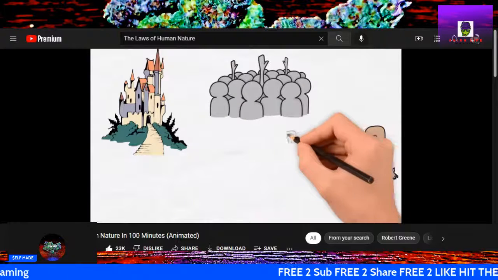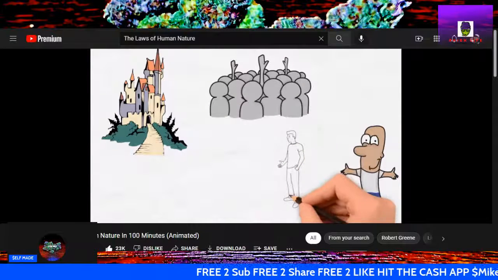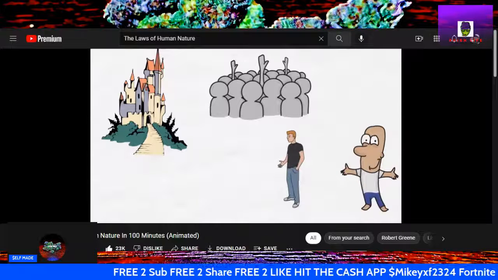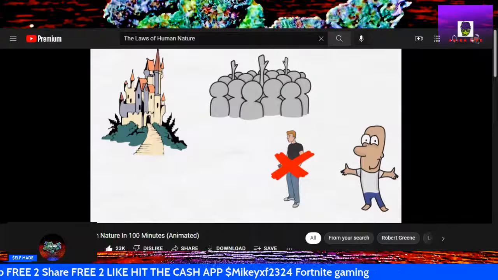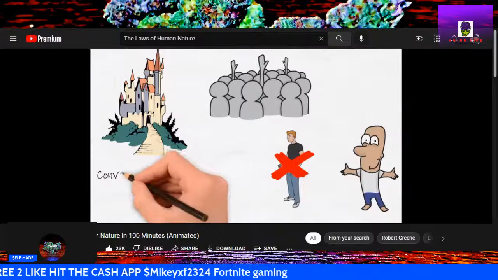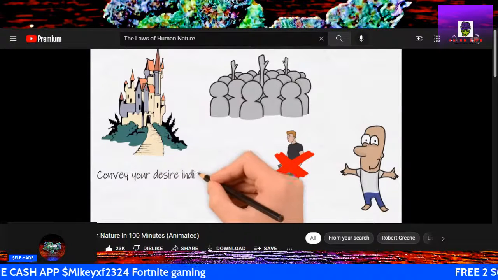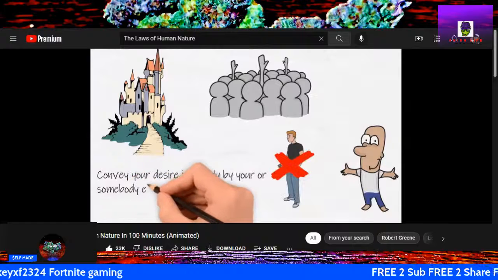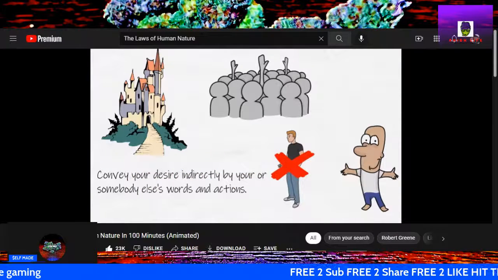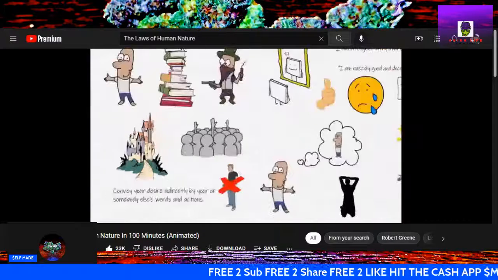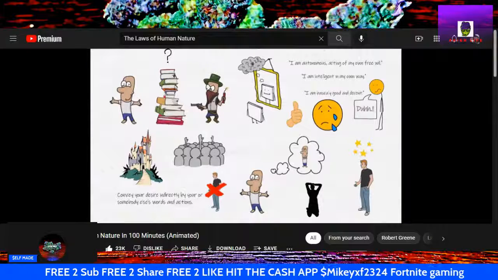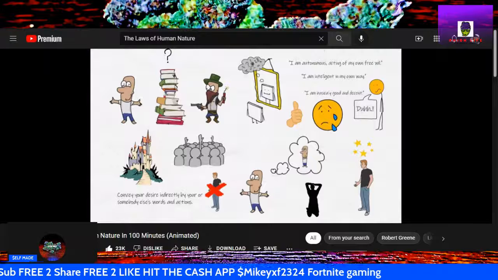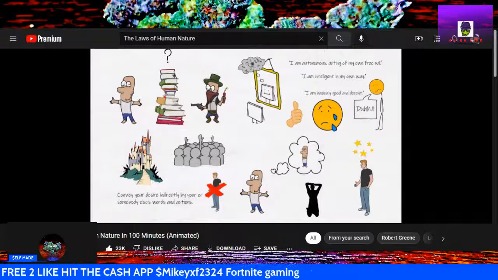Even after you have confirmed their self opinion, it is still wise not to make any direct requests. They may think you are a flatterer. Instead, you should convey your desire indirectly by your or somebody else's words and actions. This way, not only will it appear more real, but it will also validate them further because it will give them a chance to help you on their own, thus enabling them to exercise their free will while you get what you want.